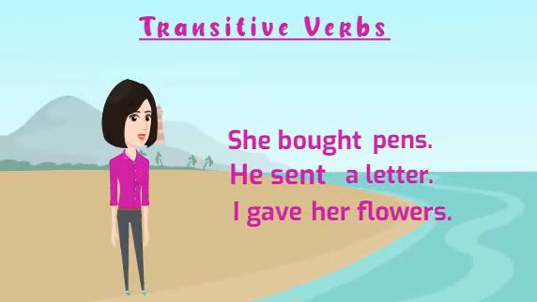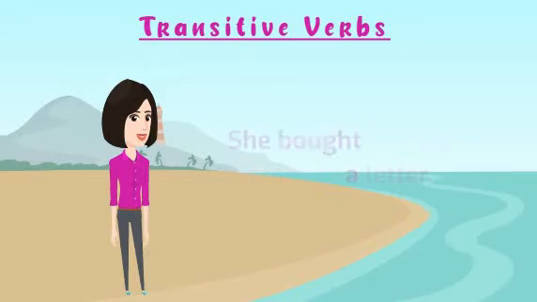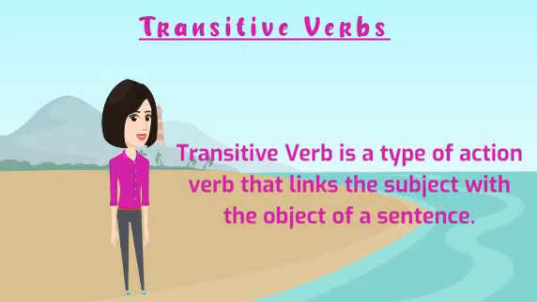So what we added here are known as objects, which give the sentences a complete meaning. So what is the link of objects with the transitive verbs? Well, a transitive verb is a type of action verb that links the subject with the object of a sentence.